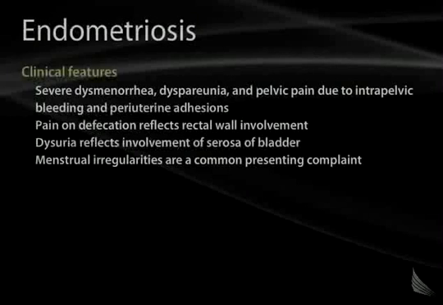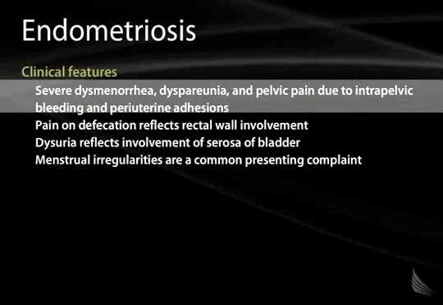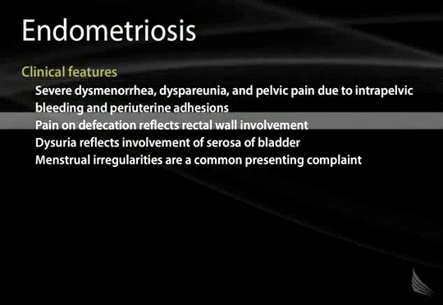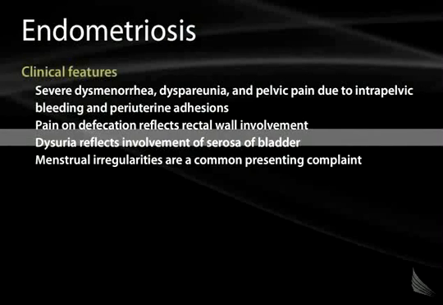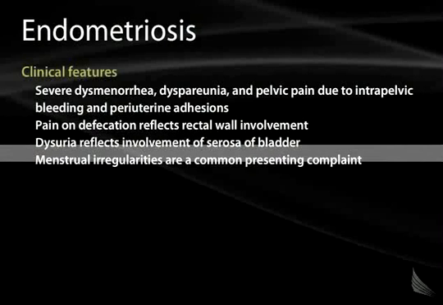Patients with endometriosis suffer severe dysmenorrhea and dyspareunia, along with pelvic pain due to intrapelvic bleeding, and it creates periuterine adhesions. Pain on defecation results, it's thought, from endometriosis affecting the rectal wall. Dysuria reflects involvement of the serosa of the bladder, and menstrual irregularities are often the common presenting complaint.